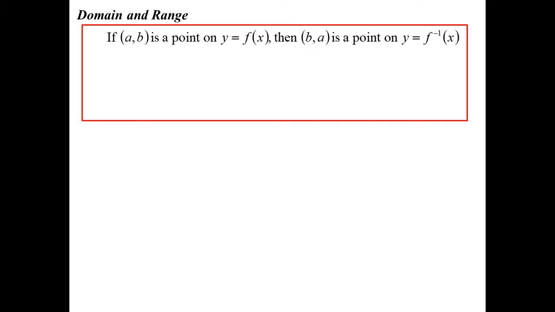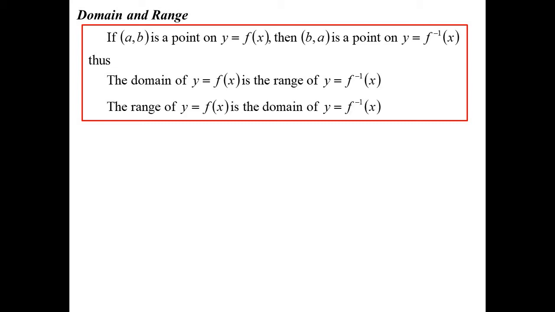Domain and range. Remember we said we're swapping the x and y's. So if (a, b) is on the function, then (b, a) must be a point on the inverse function because the x and y values swap around. Therefore, and we mentioned this yesterday, the domain of the original function becomes the range of the inverse function, and the range of the original function becomes the domain of the inverse function. So let's have a look at a couple of examples.